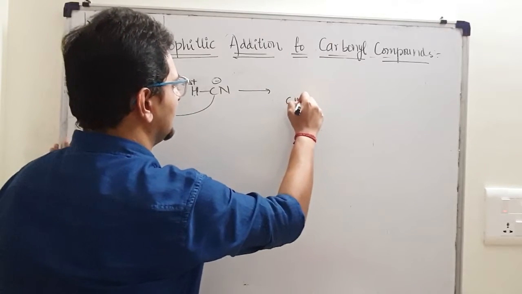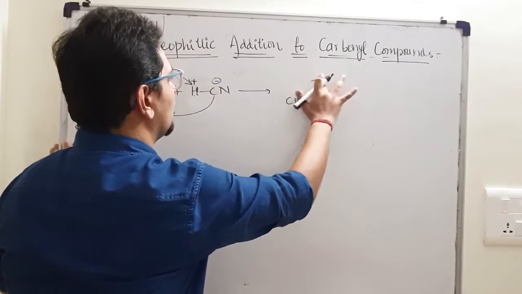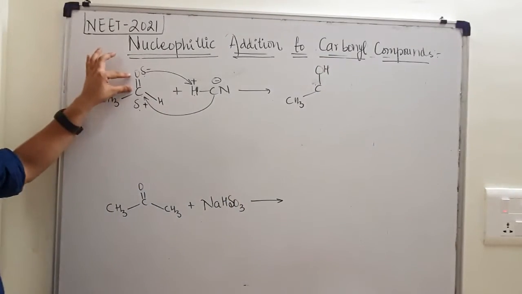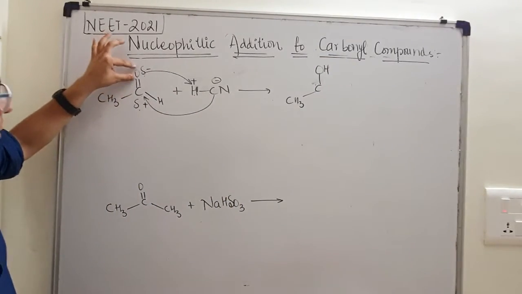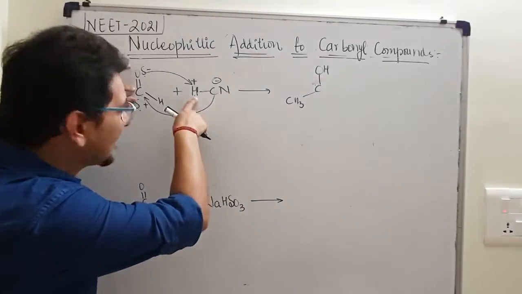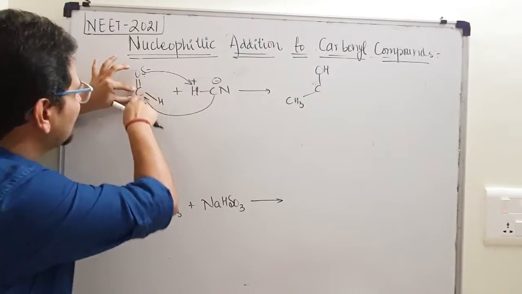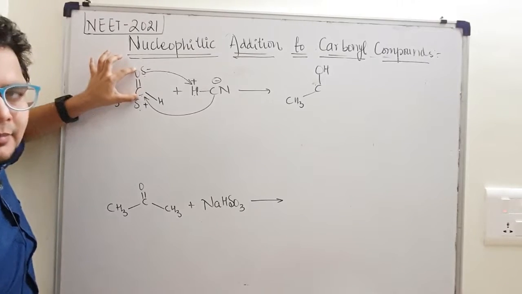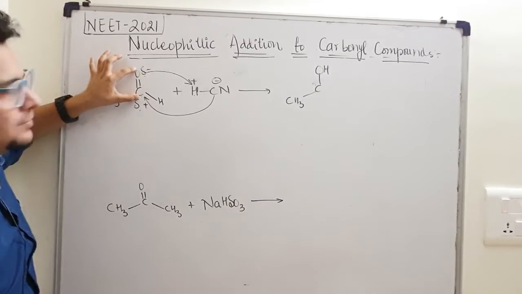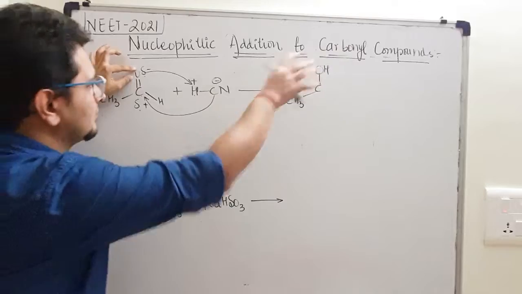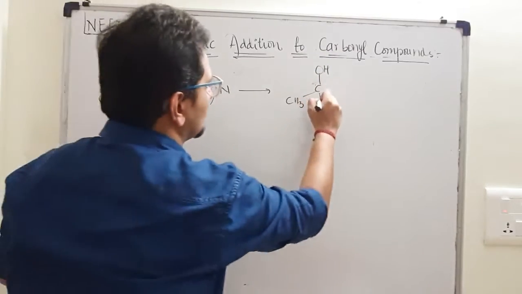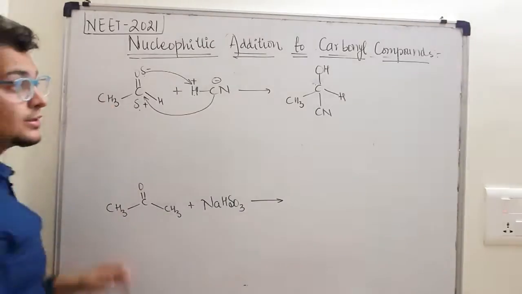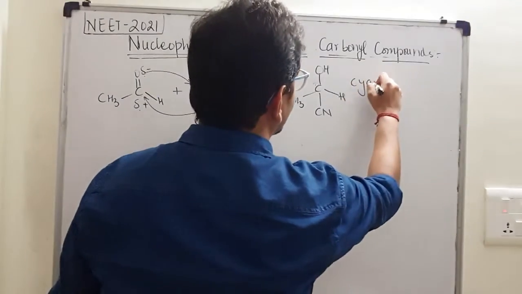You will get CH3, C double bond O will become C single bond OH. Why? If this CO bond is there, oxygen taking hydrogen, carbon taking CN, the double bond is not required now. They were satisfying each other's valency, then they decided, no, we will break up here. O will take H and C will take the CN. So this CN will be taken here and this will be the product. This is called cyanohydrin.